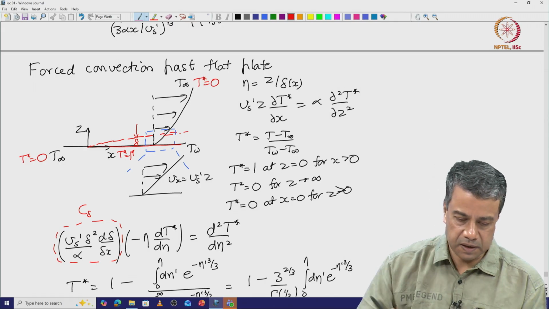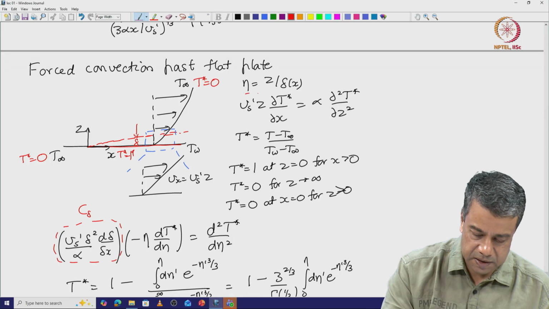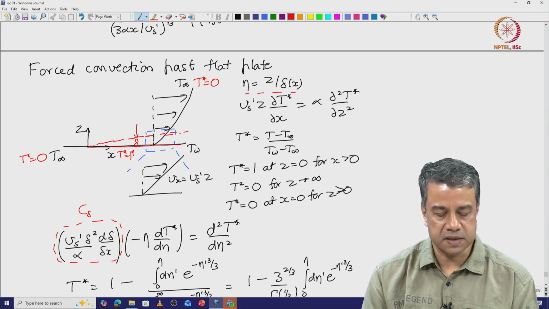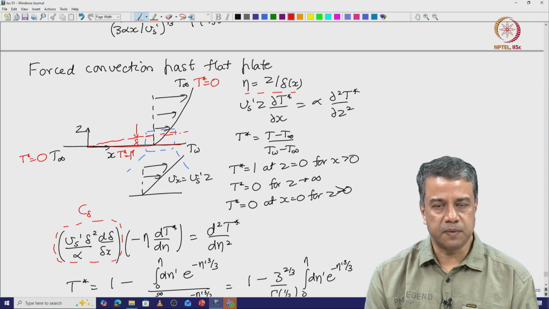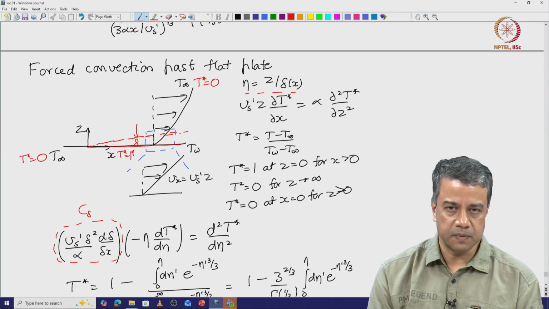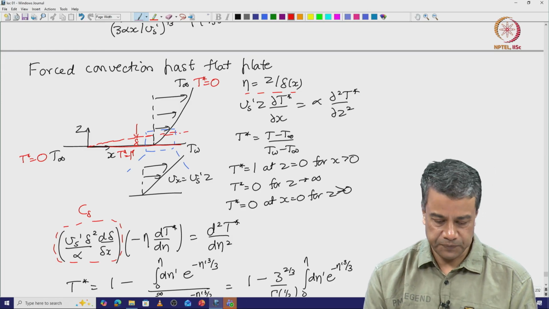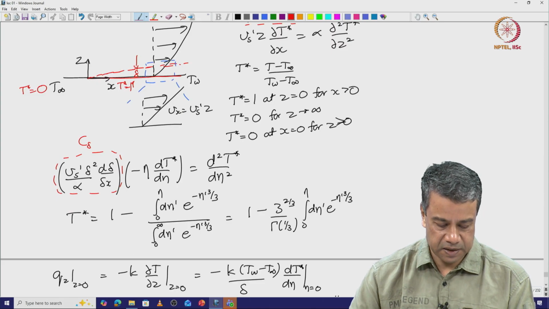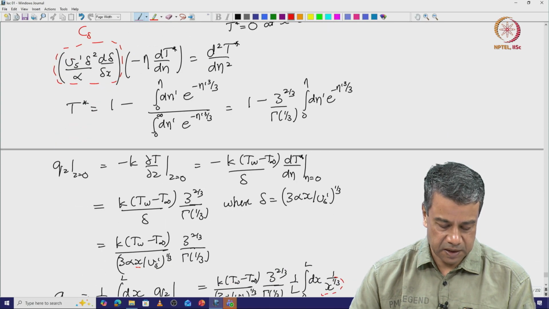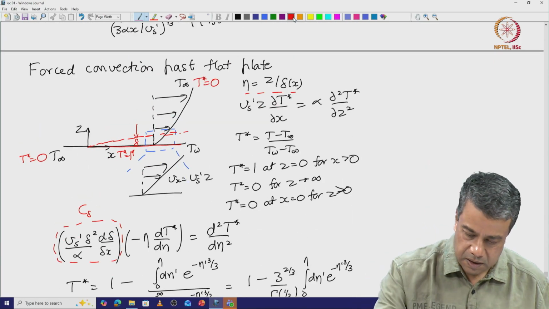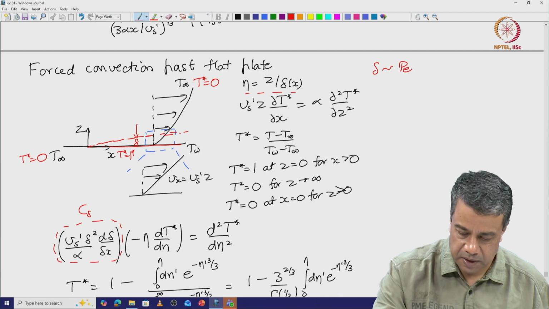Note that we had defined the similarity variable as eta equal to z by delta of x. Within this boundary layer, eta is order 1. Delta is a small parameter. Delta goes to 0 in the limit as the Peclet number goes to infinity. In fact, we had shown that for the case where we have flow from a flat surface, delta scales as Peclet number to the minus 1/3 power.